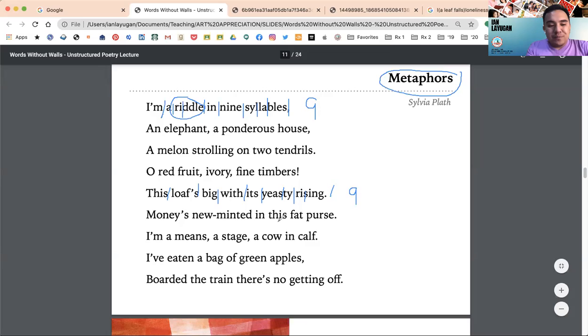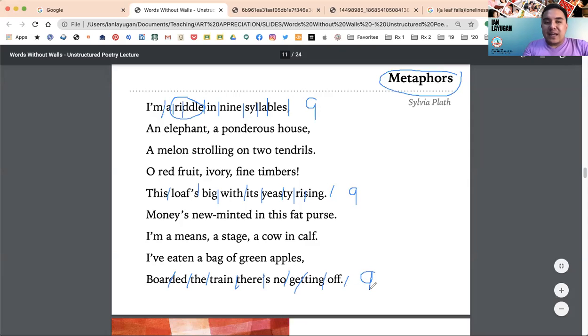Another random one, the last line: "Boarded the train. There's no getting off." That includes the S. 1, 2, 3, 4, 5, 6, 7, 8, 9. All of the lines have 9 syllables.